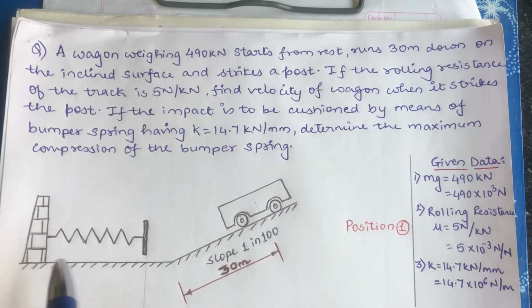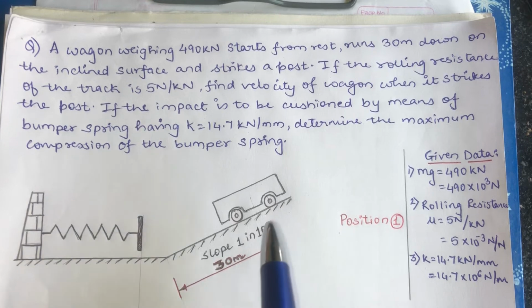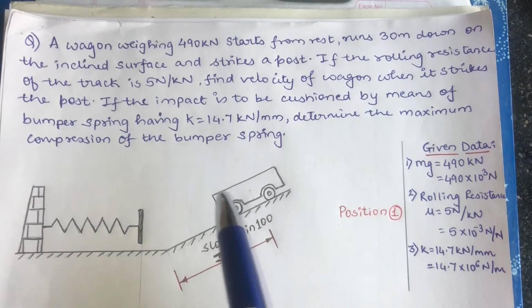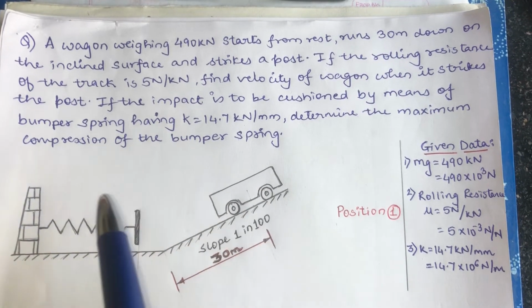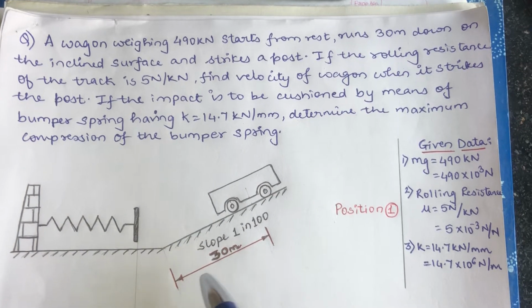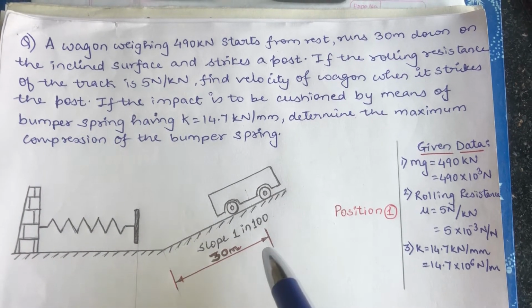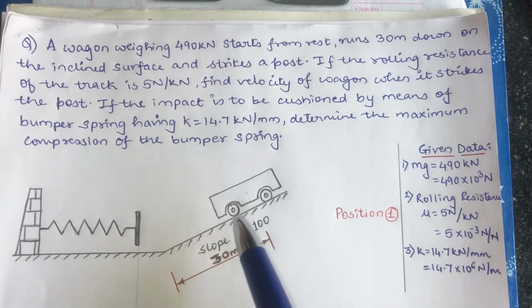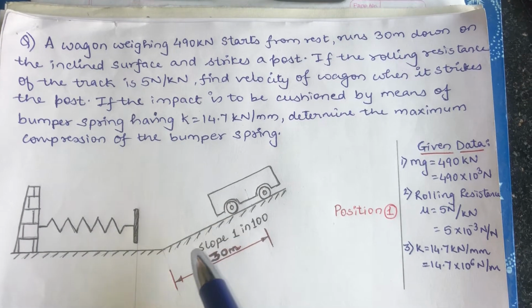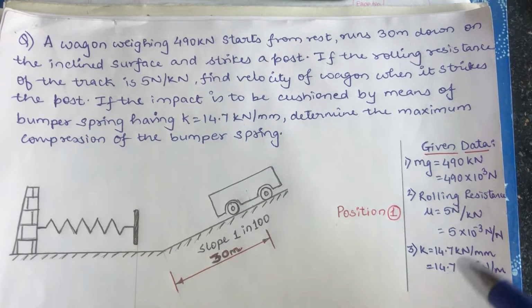Now this is the figure which is already being given. Now we consider this situation as position 1. This distance is given as 30 meter and there is one term mentioned here, slope 1 in 100. Now what are the data being given?